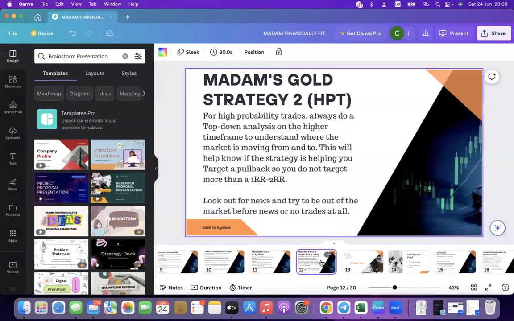Look out for the news and try to be out of the market before the news, or no trades at all. If you're the type of person that likes to be safe, just stay away from the market. In fact, something happened last week. We were expecting the news, and guess what happened? The news was leaked before the news, and the effect of the news made us lose our trade. So a lot of manipulation occurs in the market. Somebody will leak out the news before time, and then you see the markets acting weird.